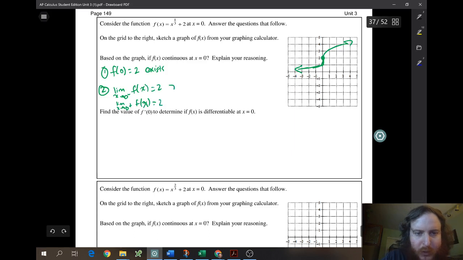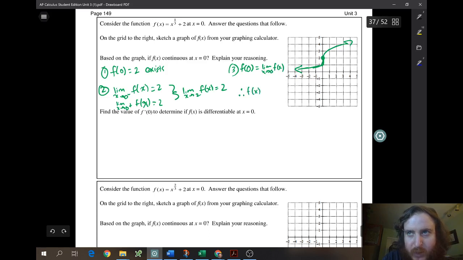So since they're both 2, we can say that the overall limit, this is important, we need to write the overall limit also equals 2. Okay, and then our third rule, f of 0, not f of 2, it's 0, they both equal 2, equals the limit as x approaches 0 of f of x. They were both 2. Therefore, f of x is continuous at x equals 0.